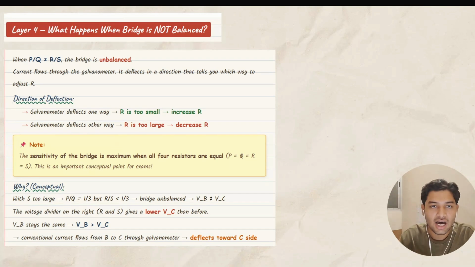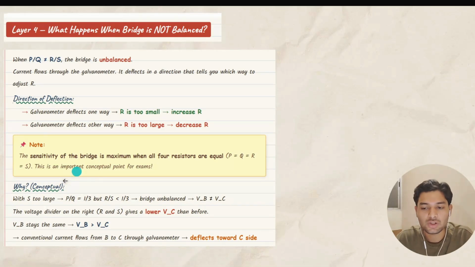So if it deflects in the R direction, then R is too small and we need to increase R. If the galvanometer deflects the other way, away from R, then R is too large and we have to decrease R. The sensitivity of the bridge is maximum when all four resistors are equal, P equals Q equals R equals S, which we call the ratio of the Wheatstone bridge. This is an important conceptual point for the exam, as I have written here.